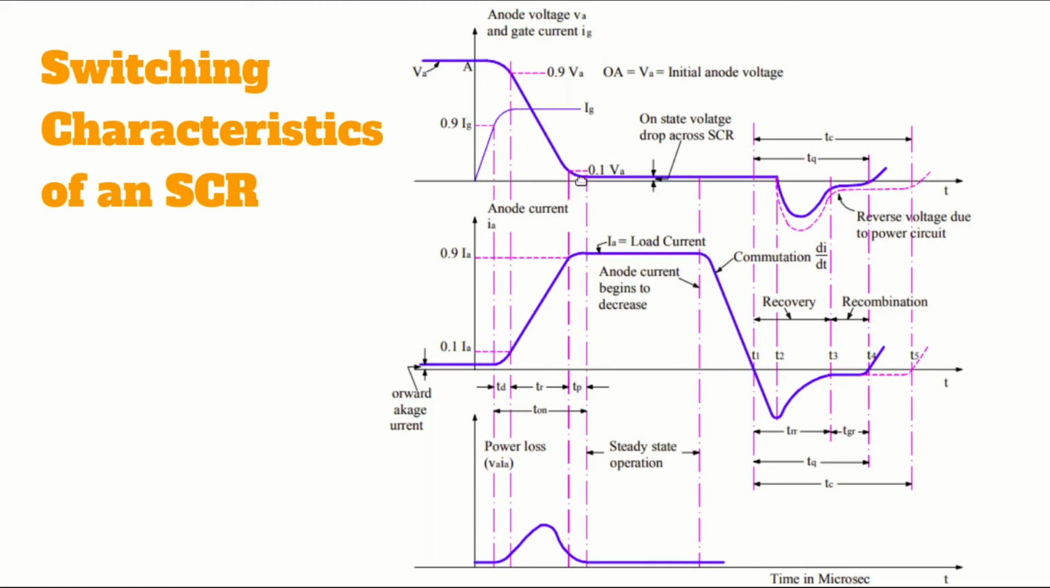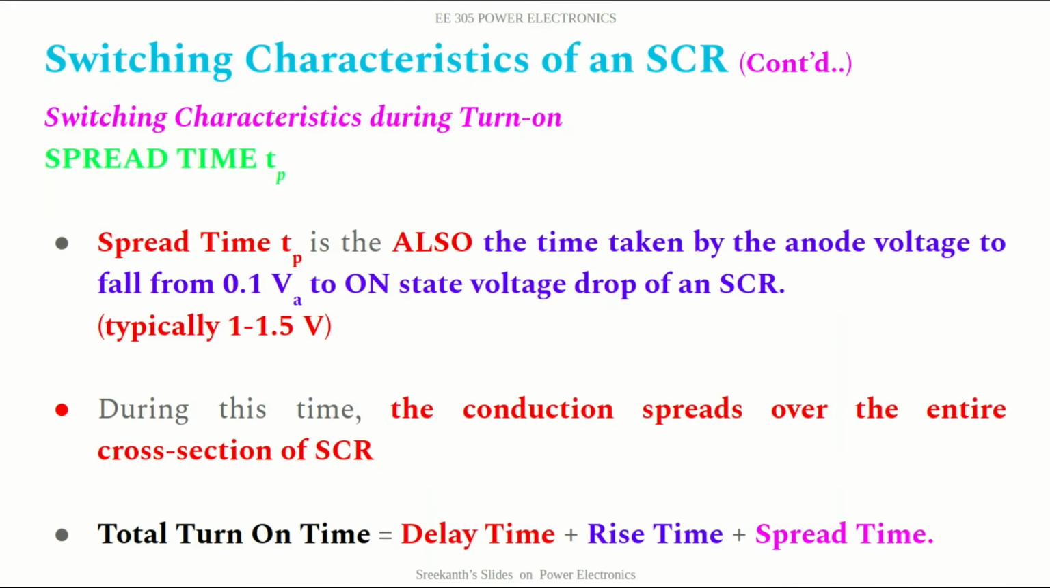Naturally, you can see that it is also the time for the anode voltage VA to fall from 0.1 VA to the on-state voltage drop across SCR. That is the voltage drop that is developed across SCR when you say the SCR is on. So that is also another way of defining spread time. Spread time TP is also the time taken by the anode voltage to fall from 0.1 VA to the on-state voltage drop of an SCR, which is typically around 1 to 1.5 volts.